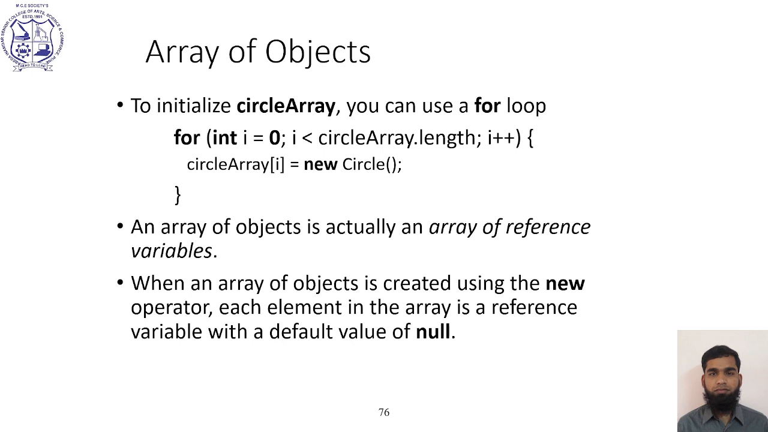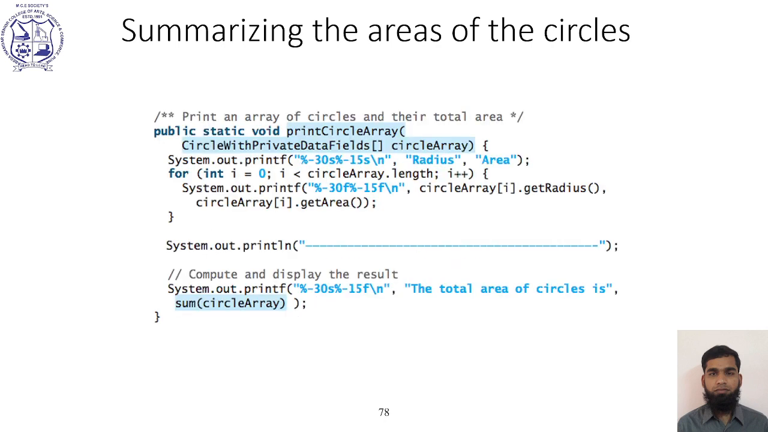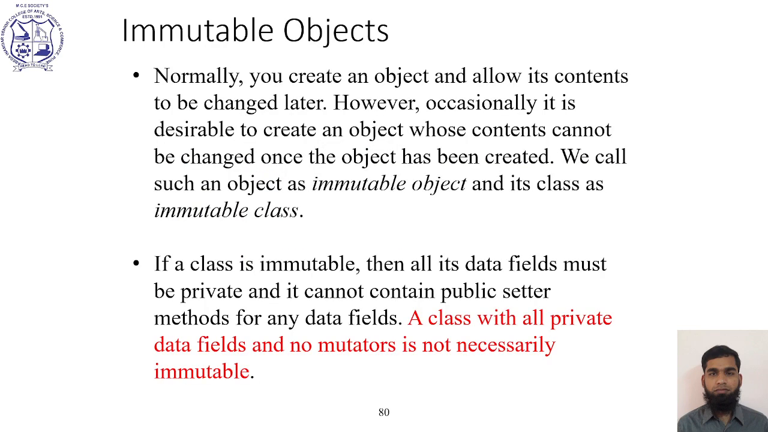An array of objects is actually an array of reference variables. When an array of objects is created using the new operator, each element in the array is a reference variable with the default value of null. See, we are initializing random values to the radius using the initialization. Here, this is the print method, and here we are taking the summation of all areas of the circle.